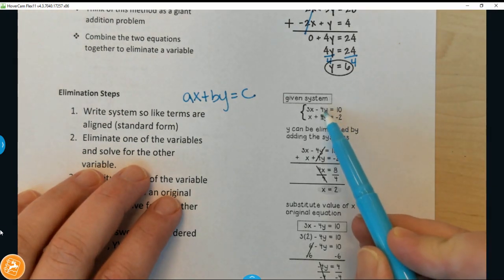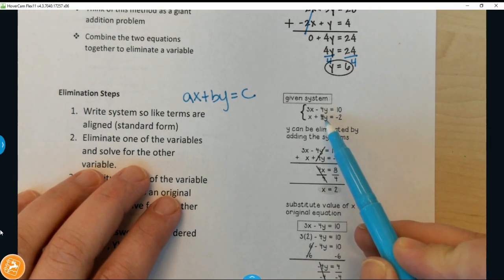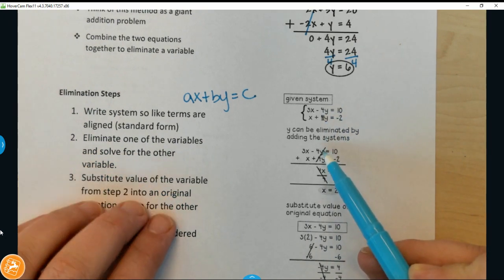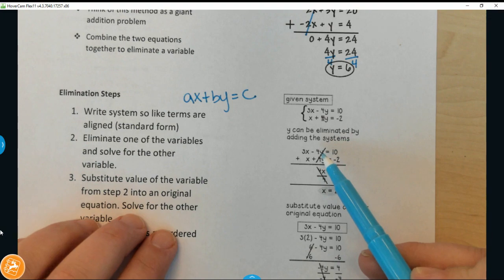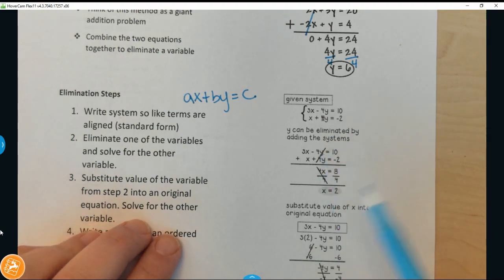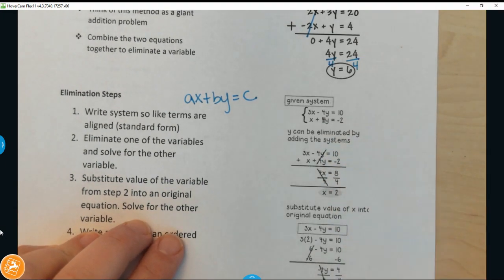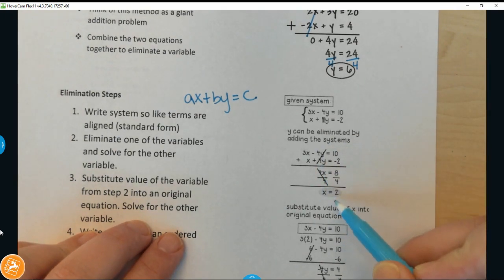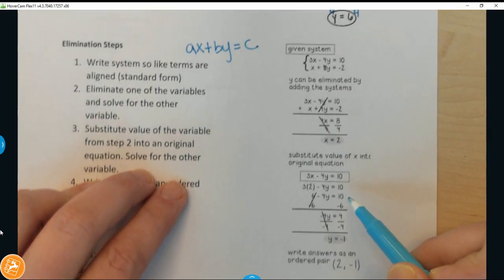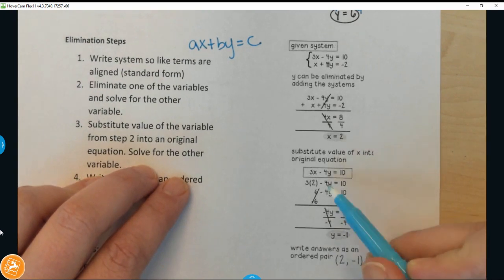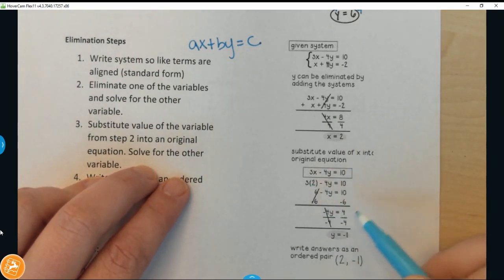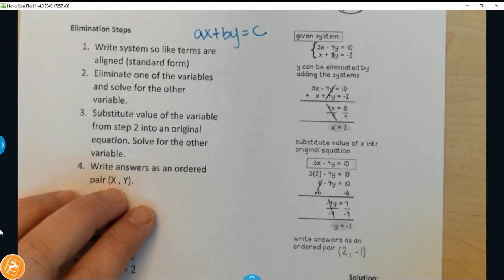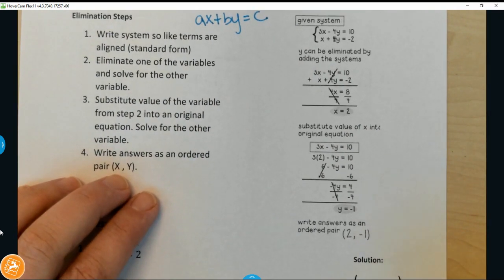So here, if you see that's a negative 4y and that's a positive 4y, that's what gets eliminated. Substitute the value of the variable from step 2 into the original equation, doesn't matter which one, and you can then solve for the other variable. So here they eliminated the y, they were left with the x, and they substituted that value into the original equation. So you see that work right here. And then you would write your answers as an ordered pair, x, comma, y.